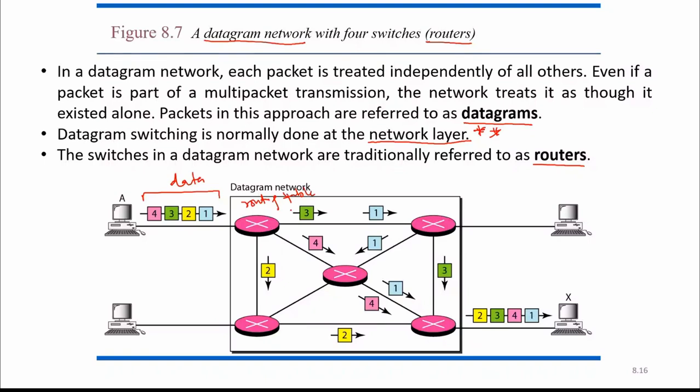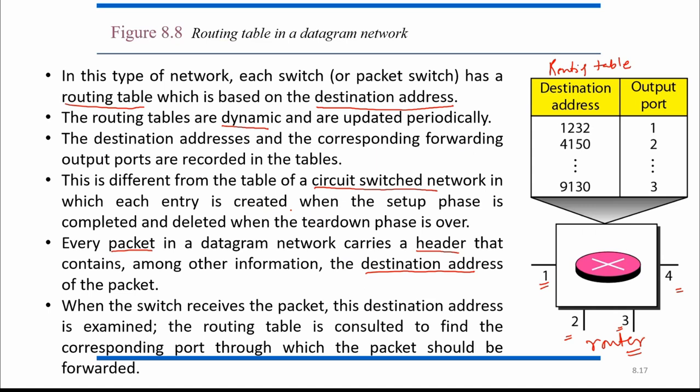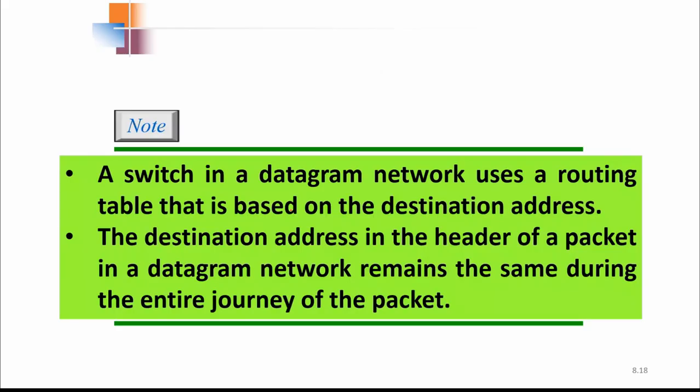So here, a switch in a datagram network uses a routing table that is based on the destination address that we have already seen. The destination address in the header of a packet in a datagram network remains the same during the entire journey of the packet. So this is the important point. Whatever the destination address is, it will be constant throughout the journey of the packet.